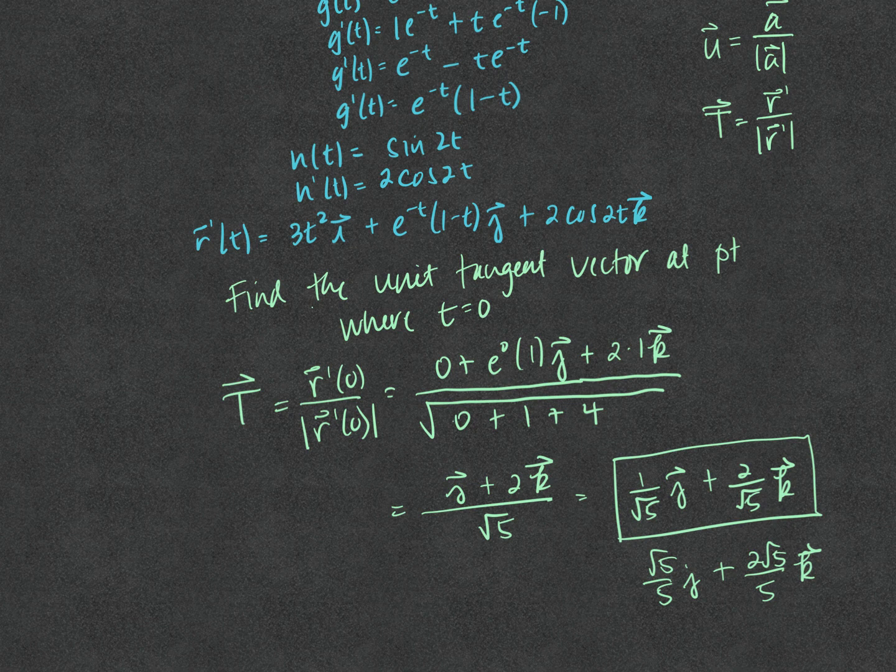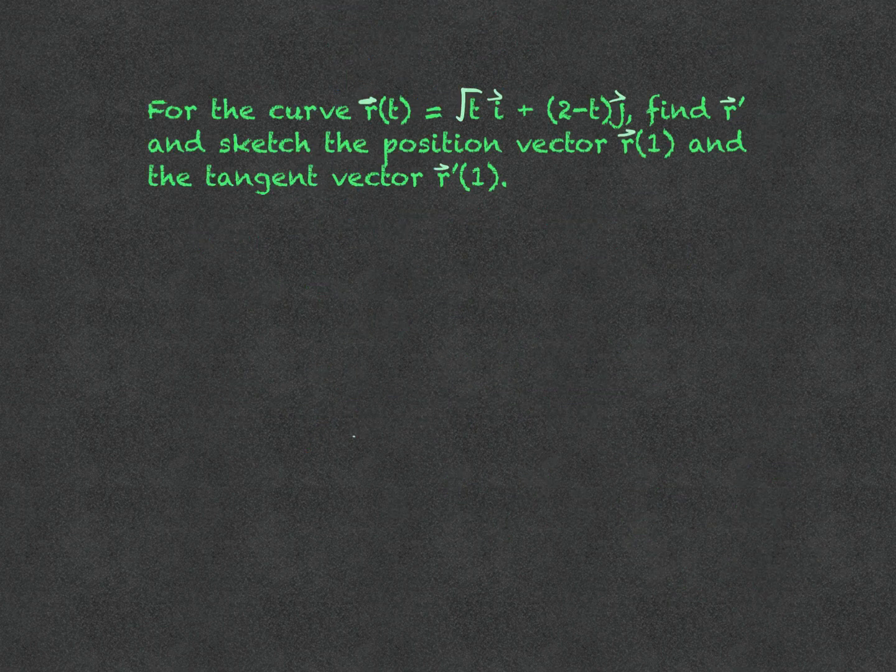All right, let's look at another one. Okay, for this example, it says for the curve r of t equals the square root of t i plus 2 minus t j, find r prime and sketch the position vector r of 1 and the tangent vector r prime of 1. So the first thing we want to do is we have r of t, so let's find r prime of t. So let's take the derivative.